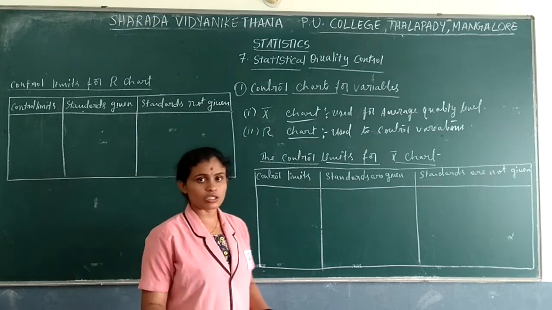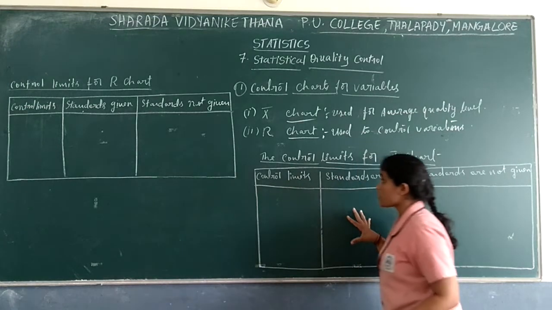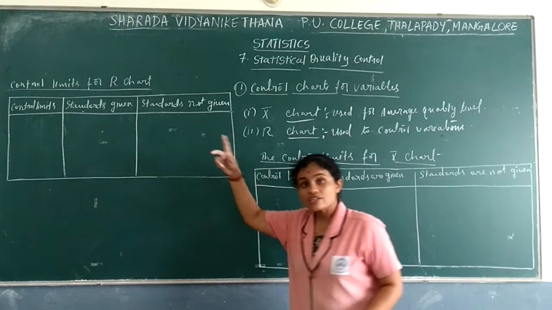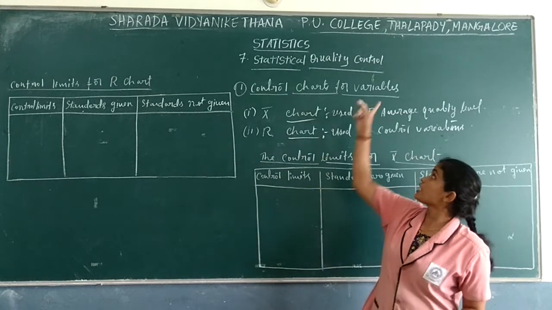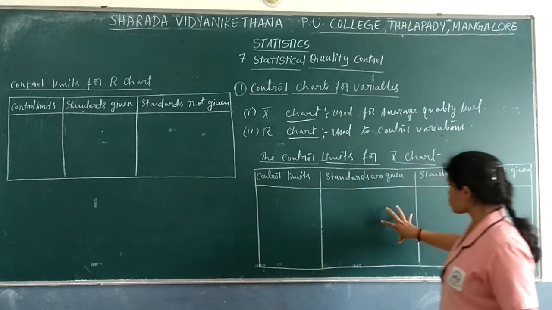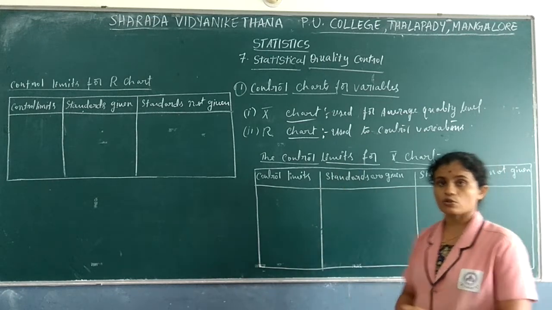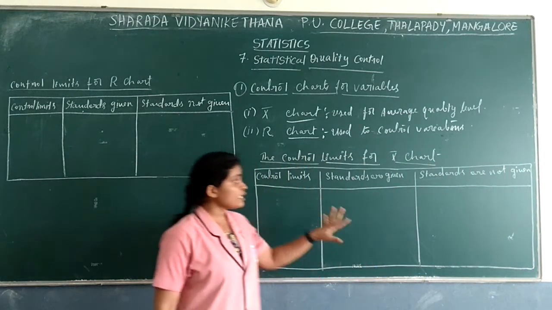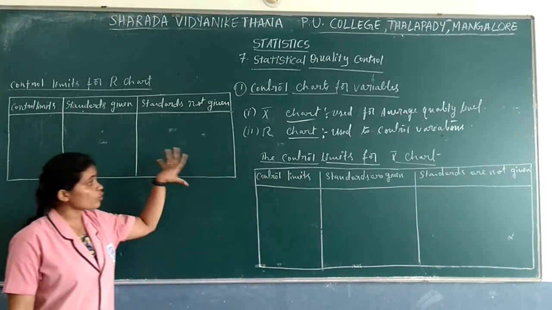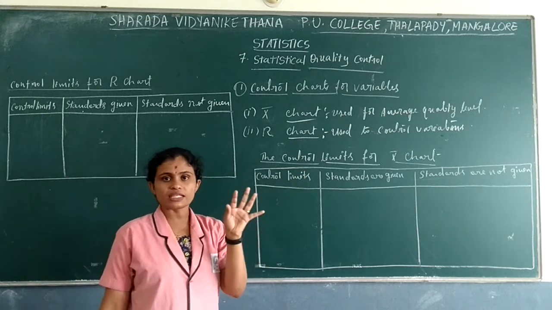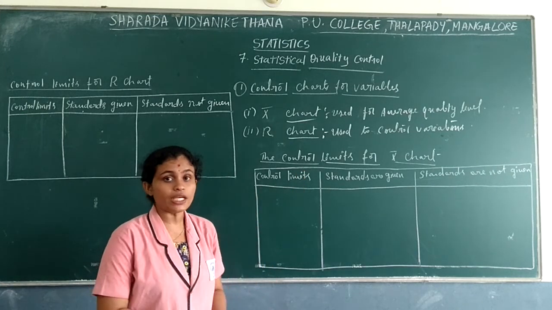Then, in this particular chapter, the very important aspects are the control limits for the X bar chart and the control limits for the R chart. Then two more charts will come in case of attributes. At any cost, you should know these charts. So in total, four charts will come. Here you will get limits, which are like formulas that you should know.